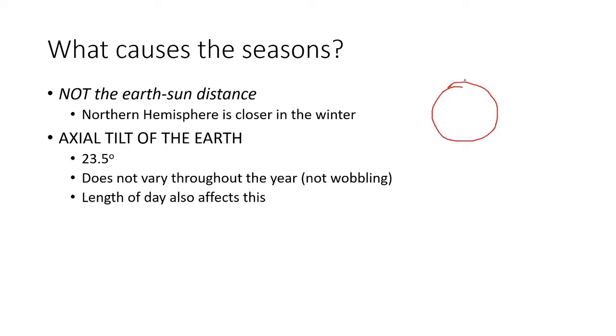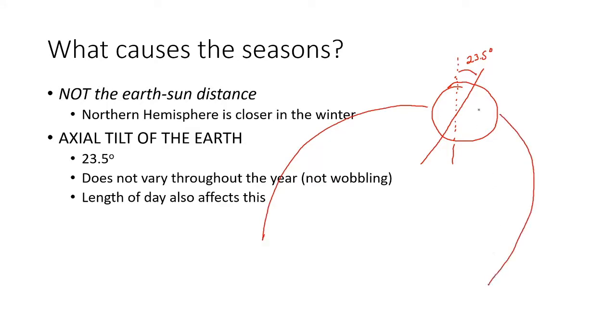So here's the Earth, and the axis isn't straight up and down. If we drew a line straight up and down, we would find that the axis is 23.5 degrees off of that. Now that dotted line axis would be perpendicular to how it moves around the sun. If we had a flat ellipse or oval moving around the sun, this dotted line would be perfectly at 90 degrees. But we're not at 90 degrees. We're about 23.5 degrees off. It does not vary throughout the year.